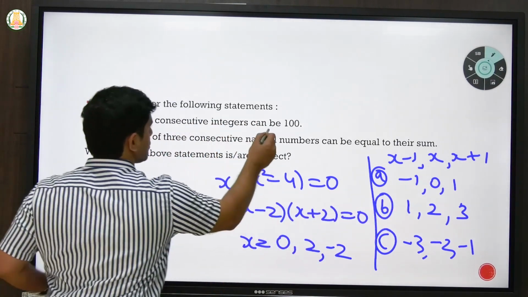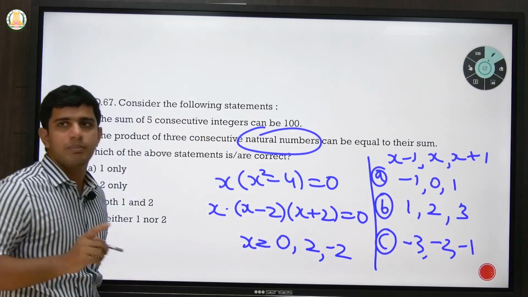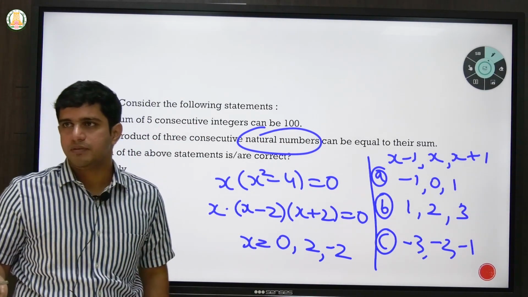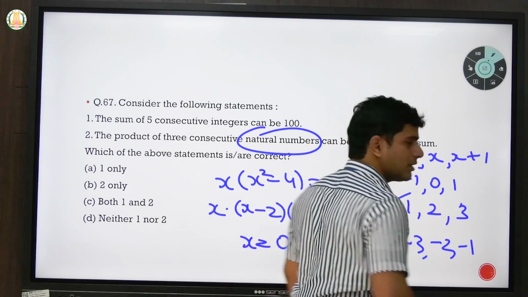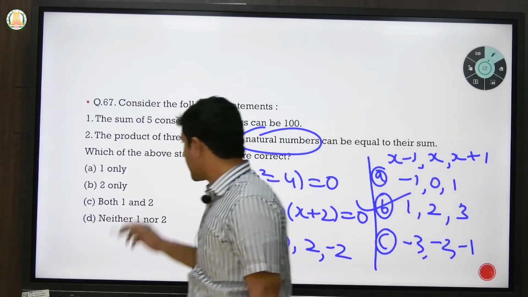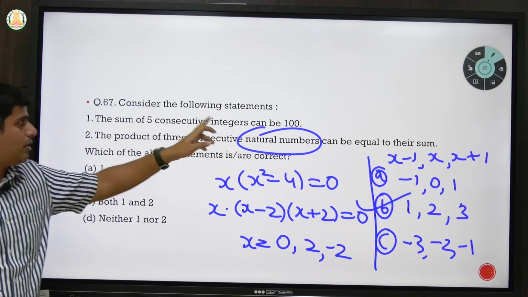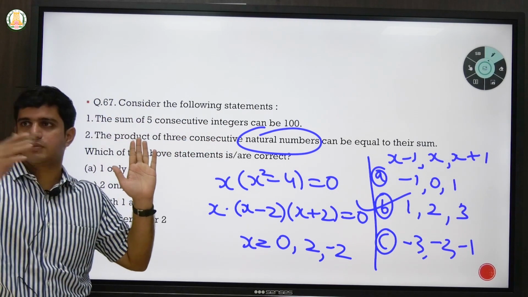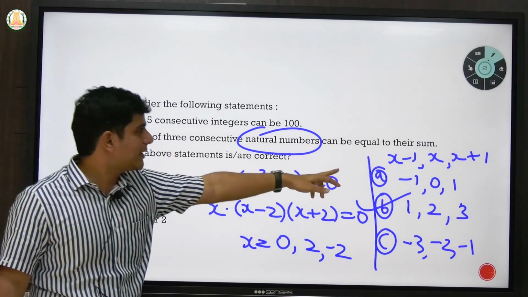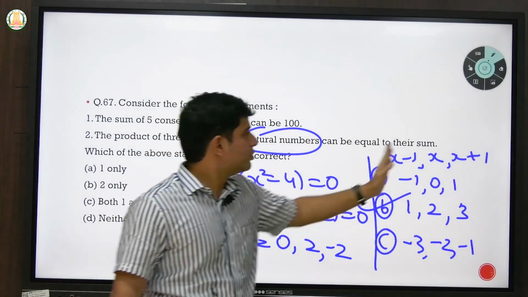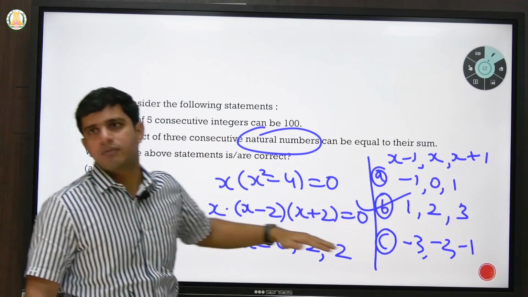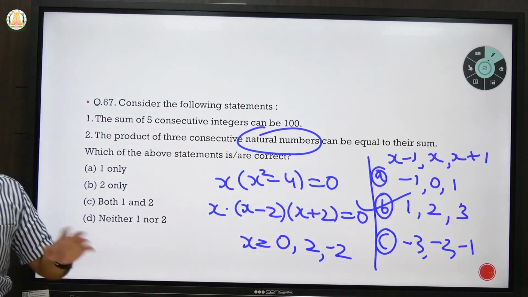But he is saying natural numbers. That means all integers should be positive. So this is the only possible way. So you can do this. You can assume here also, as I've assumed in the first way, x minus 2, x minus 1 like that. Here also you can assume x minus 1, x and x plus 1. Do the product, do the sum, equate, get the value of x. That is also possible if you don't know.